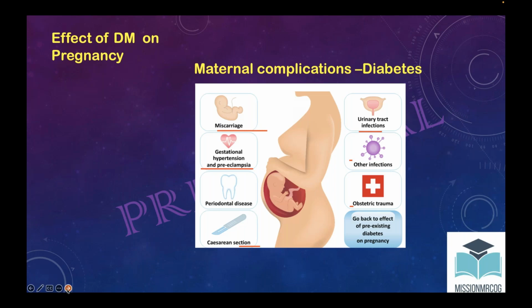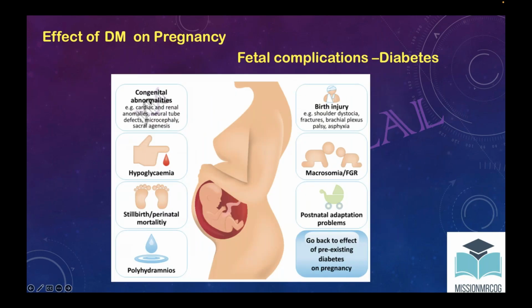These are the fetal complications. Congenital anomalies: the first one is cardiac. The maximum number of babies will have cardiac problems, then renal problems, neural tube defects, microcephaly, and sacral agenesis. So if you have to see what happens the most, it is cardiac and also neural tube defect, NTD. And if sacral agenesis is there, that is pathognomonic of diabetes in pregnancy. Though sacral agenesis is very rare, commonly you will find NTD and cardiac. But if sacral agenesis is written in your question, or you ever see it in your practice, you have to think of diabetes.